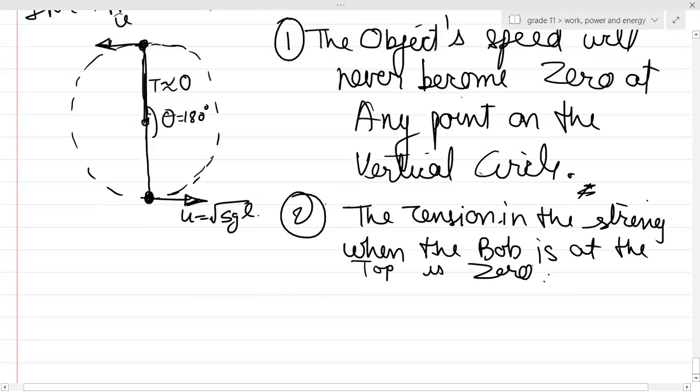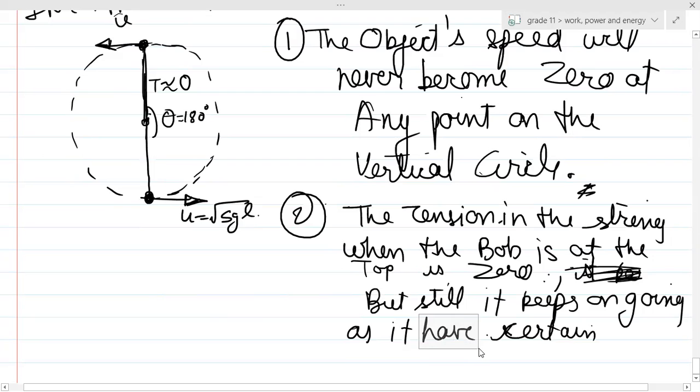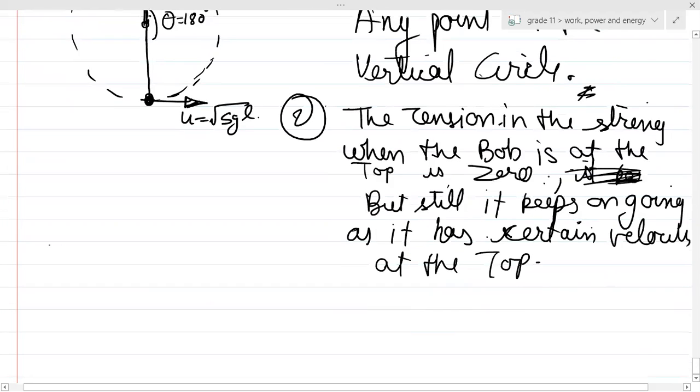No, sir. When the bob is at the top, it keeps on going, as it has certain velocity at the top. Is this clear? So even though the tension becomes zero, the velocity is still there.